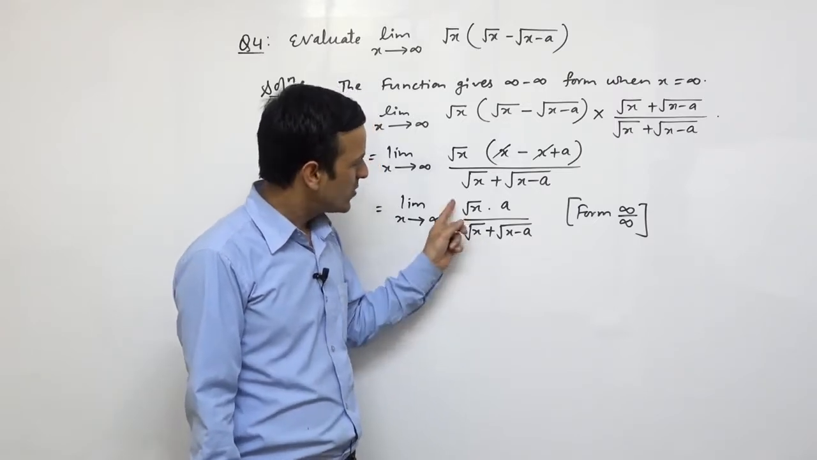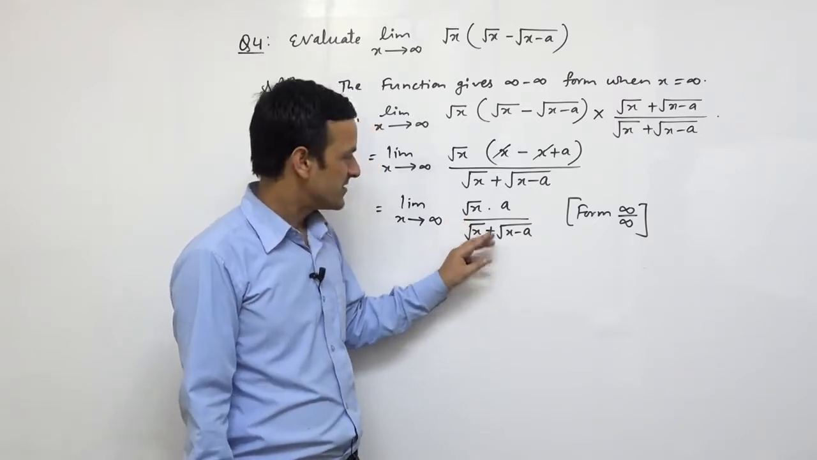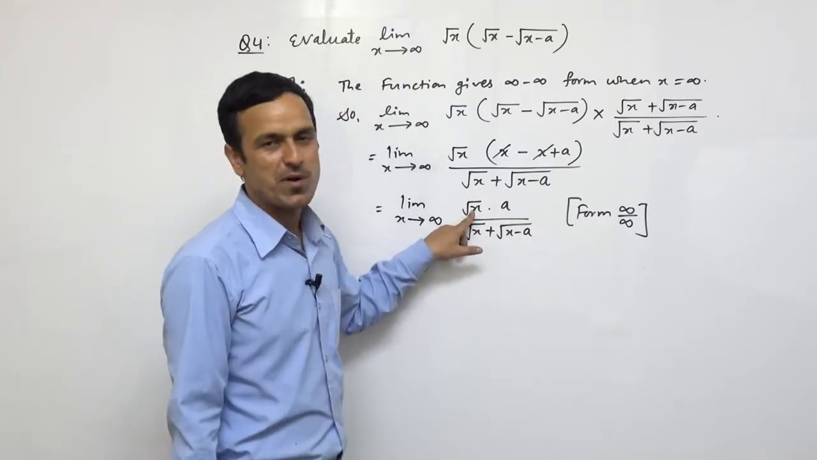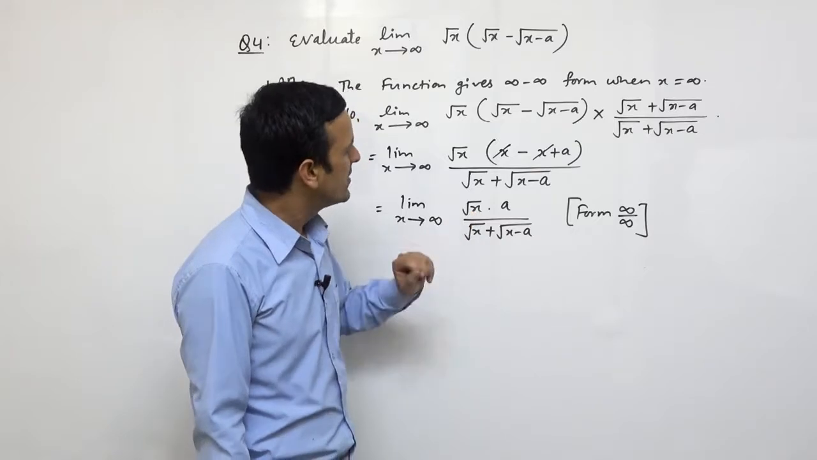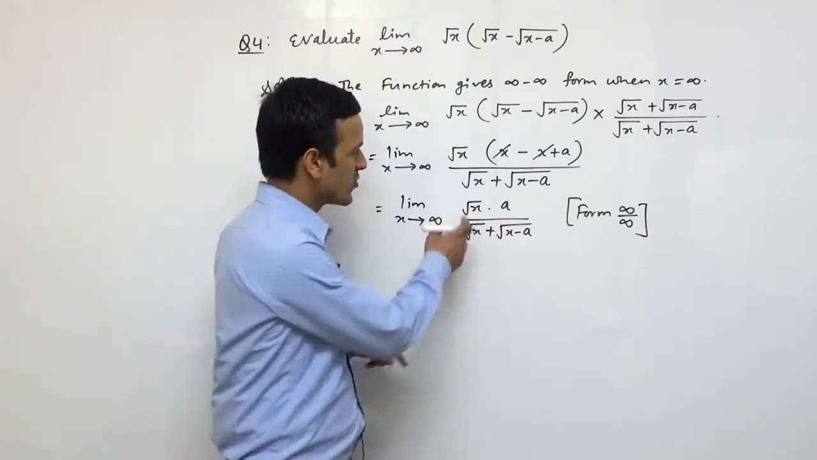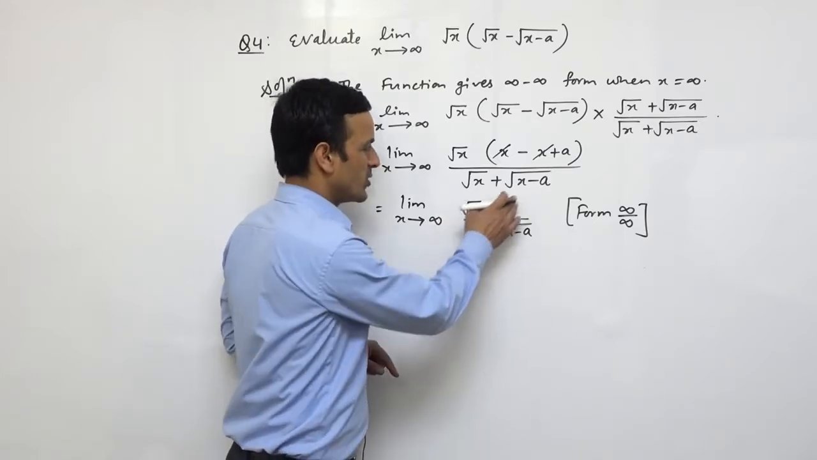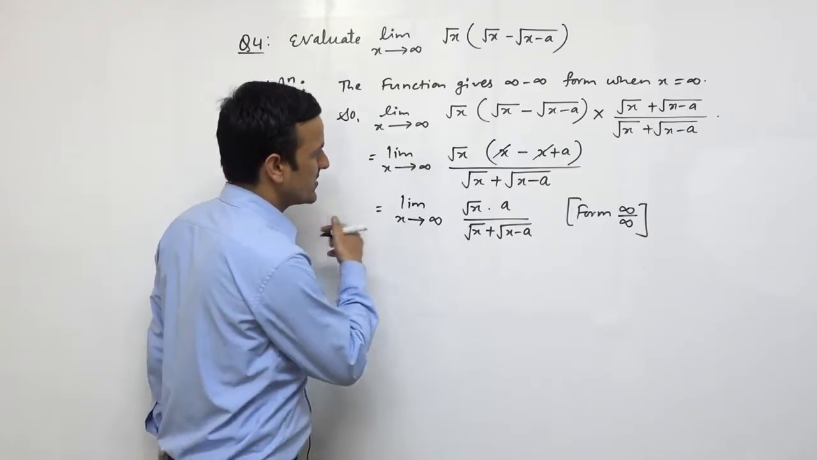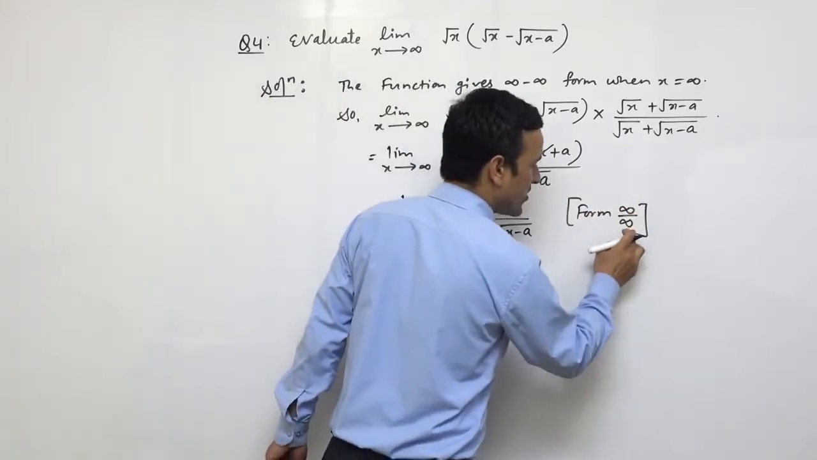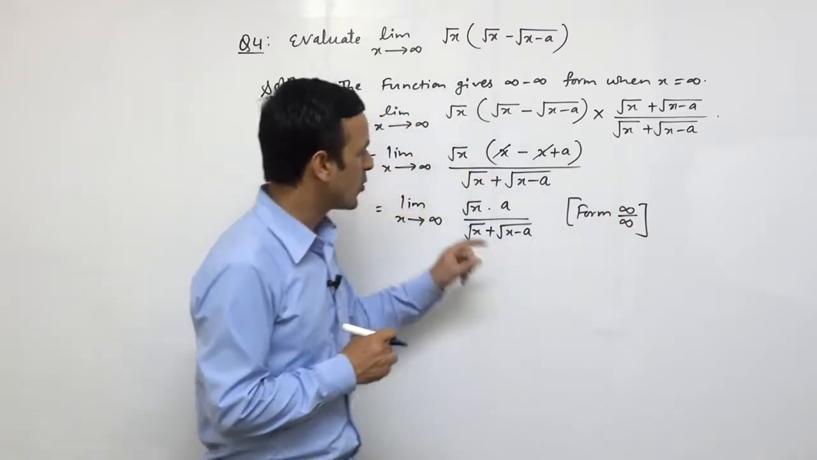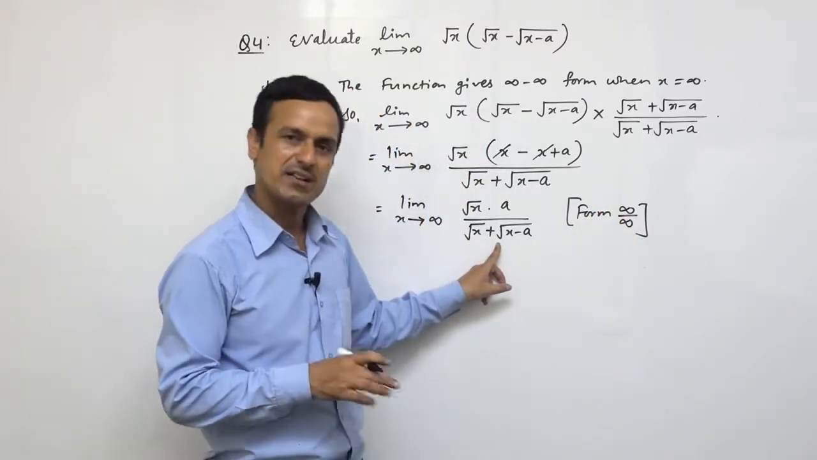We can remove it by dividing numerator and denominator by the highest power of x. So the highest power of x is root x. Here also root x, here also root x. Let's divide both numerator and denominator by root x. By doing that we can remove infinity by infinity, and for the infinity by infinity form we must always divide the numerator and denominator.